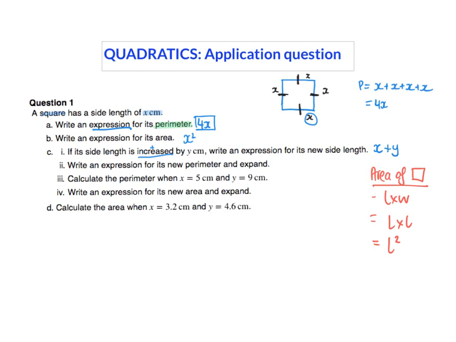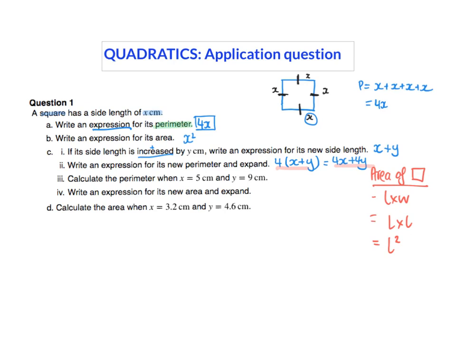Okay, now it says write an expression for the new perimeter. Well, you knew the perimeter was 4 times the side length. So I'm going to say 4 times X plus Y. Now we could write it like that, or we could write it expanded out like that. It doesn't really matter which way, because they're not really saying how they want it, so either would be correct there.